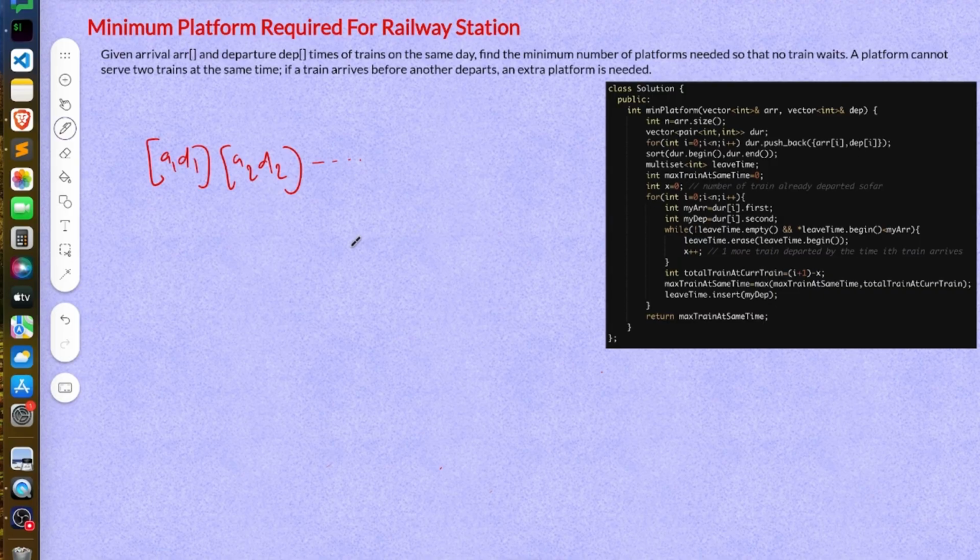Now x, as mentioned in the explanation part, is the number of trains that have already departed so far, right? And we will discuss x and the leave time multiset. So now what we are doing essentially is going through I equals 0, I less than n, I plus plus. After sorting, let's say this is your pair of arrival and departure time, A3, D3 and A4, D4 and so on, right? Let's say I'm at any particular index I.